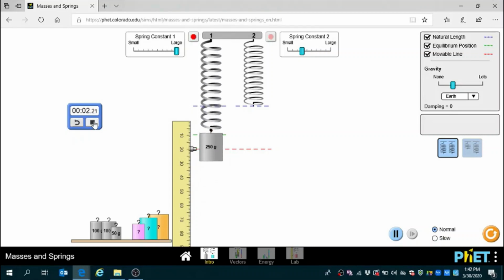1, 2, 3, 4, 5, 6, 7, 8, 9, 10. And we've got a 0.9 second period for the same mass but with a much larger spring constant, which suggests again an inverse relationship between the spring constant and the period of the oscillation of the pendulum.